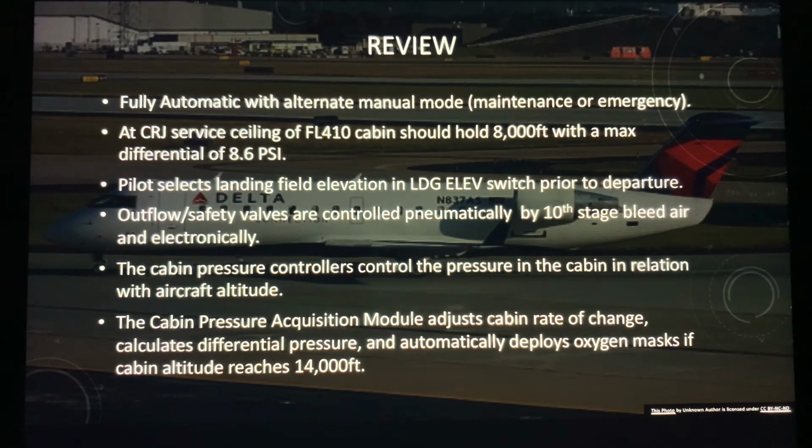So in review, the pressurization system is fully automatic. We have the limitations here of 8.6 PSI at flight level 410, at which the cabin should hold 8,000 feet. The pilot can select the landing field elevation in the LDG LF switch prior to departure. Outflow valves are controlled pneumatically by the 10th stage bleed air, and they're also controlled electronically. The cabin pressure controllers control the pressure in the cabin in relation with aircraft altitude. And lastly, the cabin pressure acquisition module, the CPAM, which we talked about, adjusts the rate of change, calculates the differential pressure, and automatically deploys oxygen masks if the cabin altitude reaches 14,000 feet.